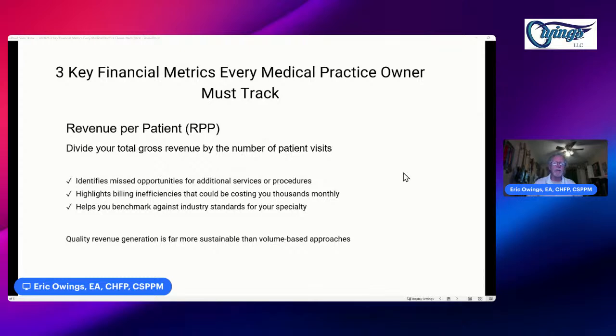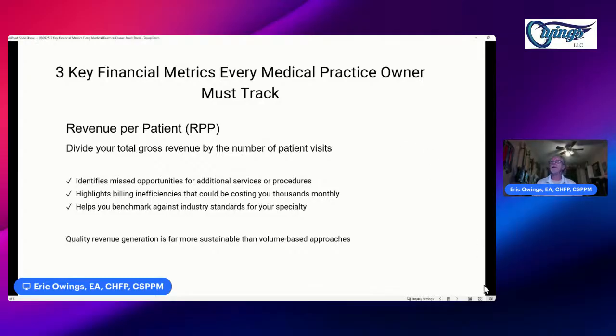And actually, it's not the worst idea to chart this. Maybe write it down in an Excel spreadsheet month by month and keep an eye on it. It can help you to identify missed opportunities, like this says. It can also highlight billing inefficiencies that could be costing you quite a bit of money. So it's a great metric to track. There's no question. Let's go on to the next one.